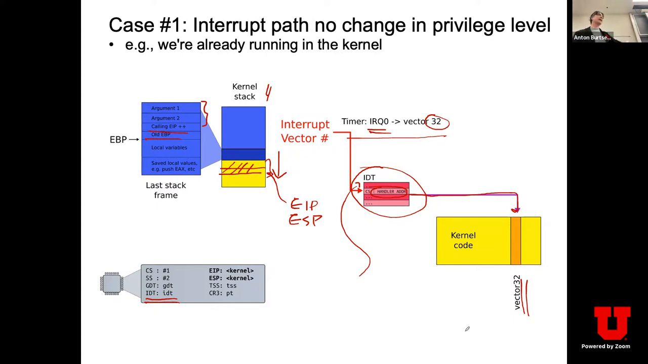Let's take a look at any questions about it at this point. No, there is no change in privilege level. We're already running in the kernel. Everything is kernel. We were running somewhere here in the kernel. This is the kernel stack, right? And our instruction pointer was pointing somewhere here, but suddenly we got preempted by a timer.